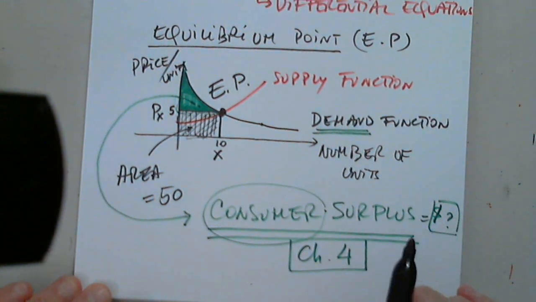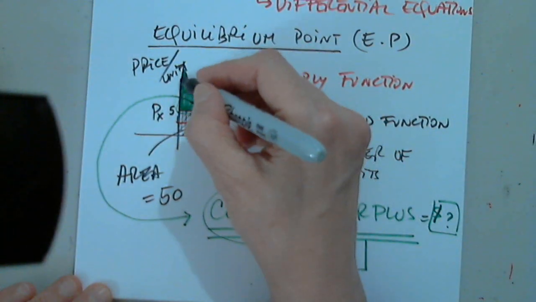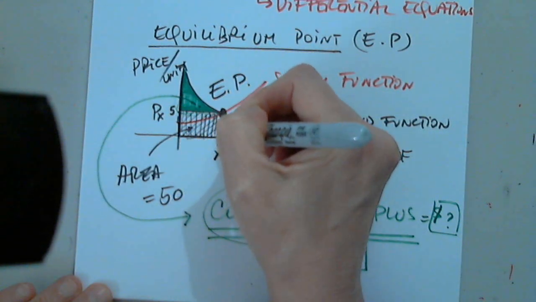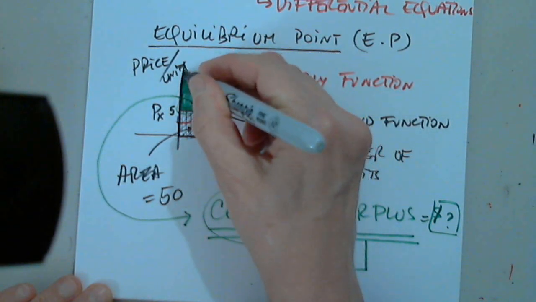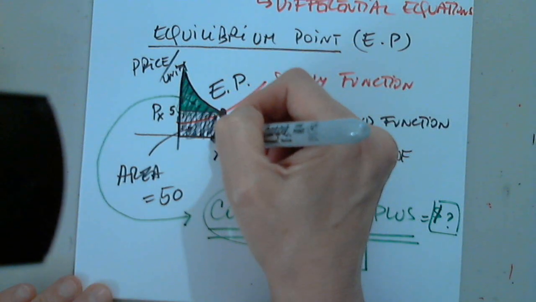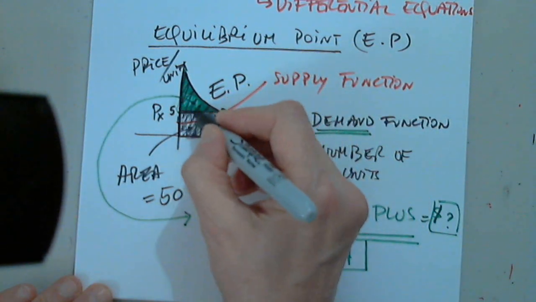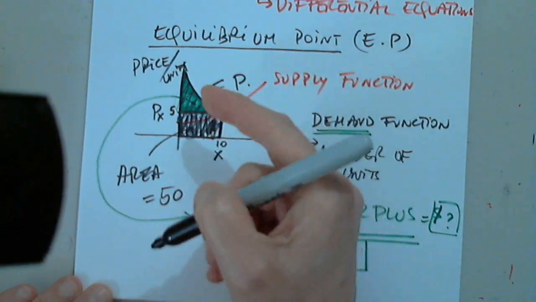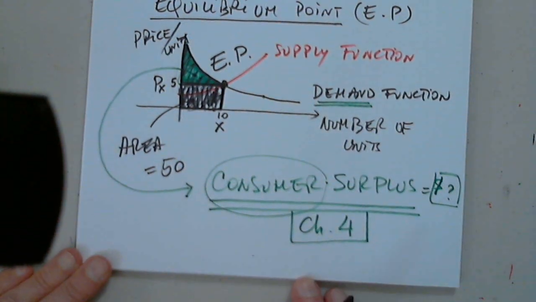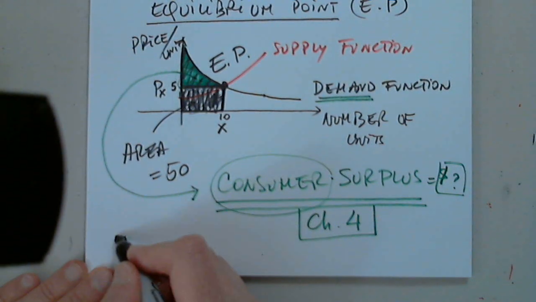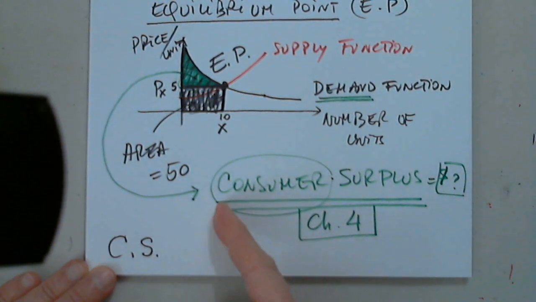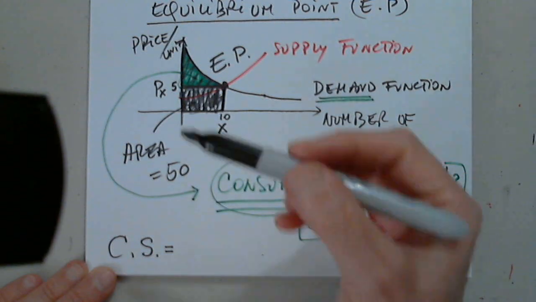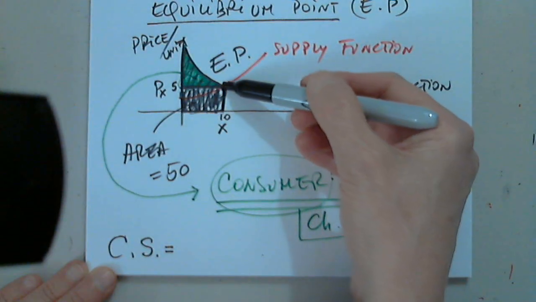So here's a hint. Is there any way of determining this area and then subtracting from it this area to determine the green area? Consumer surplus. How do I determine this area?